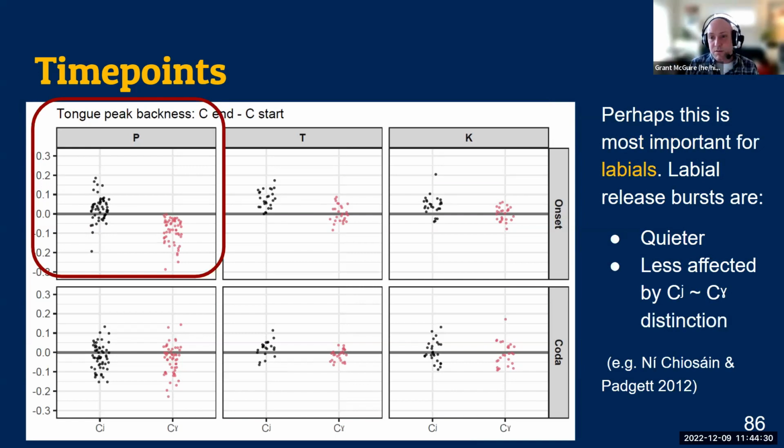Arguably this is most important for the labials, right? Because the labial bursts are quieter, they're less affected by the distinction here, because it's essentially driven by the lingual constriction. And this is essentially in alignment with some of the work of my colleagues here on perception.